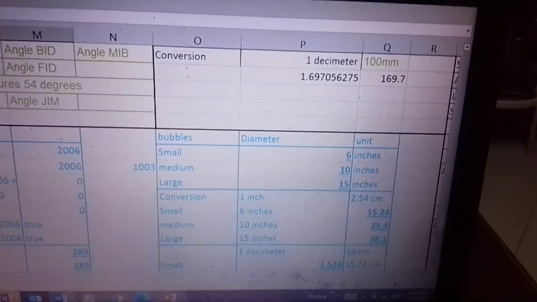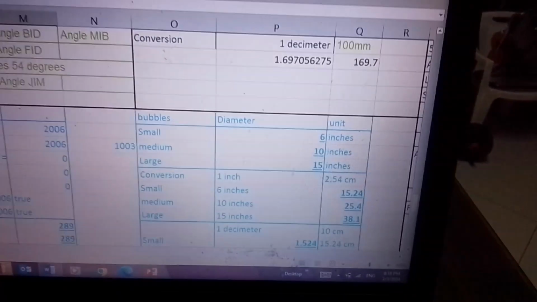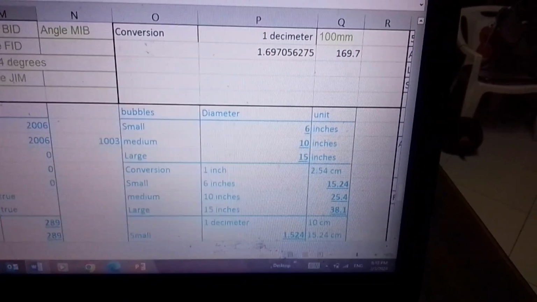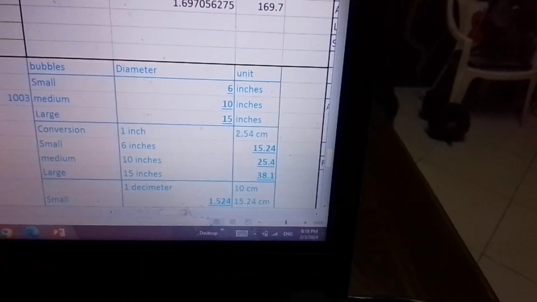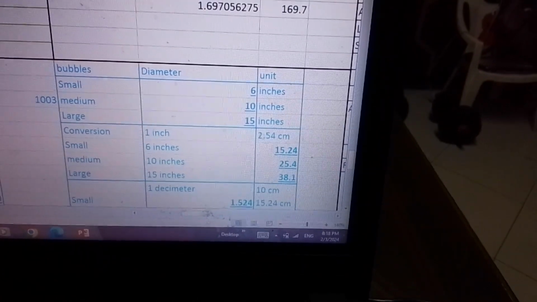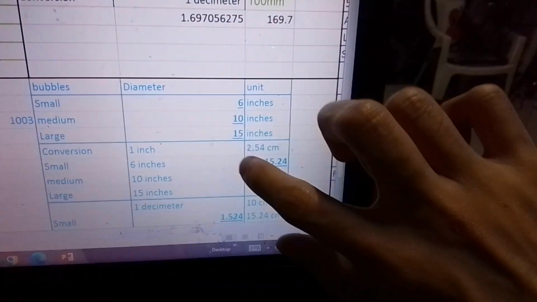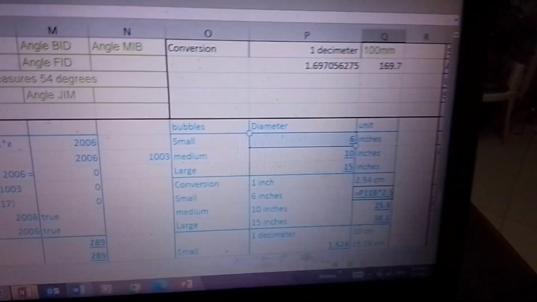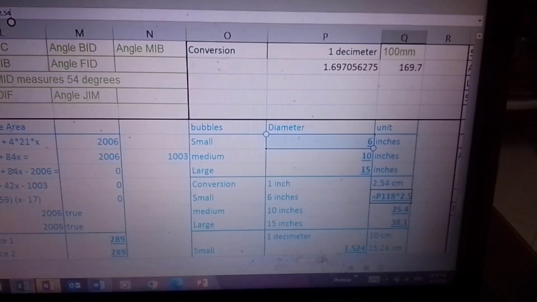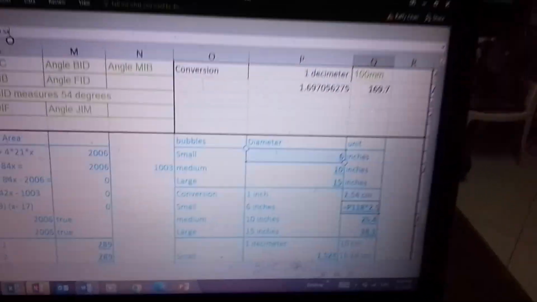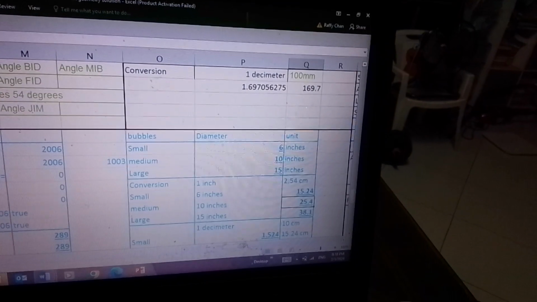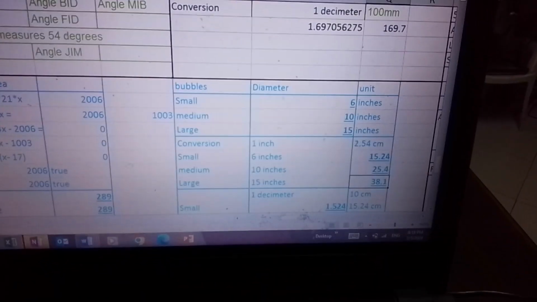Now, we need to convert that to cm because remember, our unit is in decimeters. So we need to convert that into metric units. We know the general formula is 1 inch is equivalent to 2.54 cm. Then we convert the rest. We did it this way. Multiply by 2.54. Then we did the same thing here. Multiply by 2.54 and multiply by 2.54. Okay?